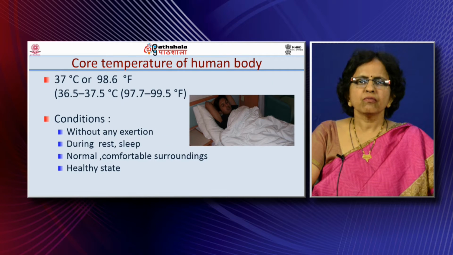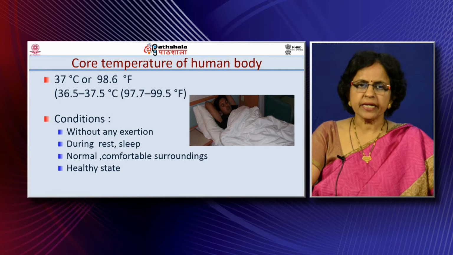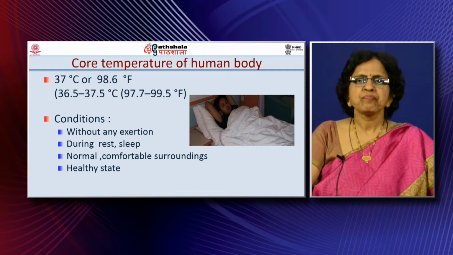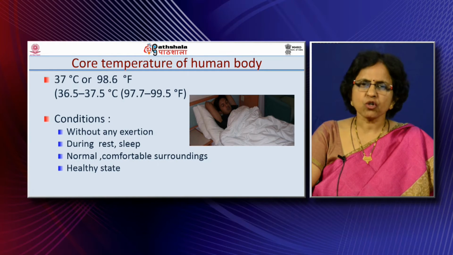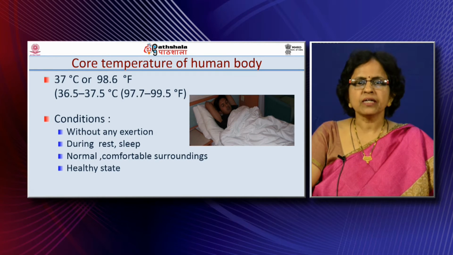Now the core temperature of the human body is maintained at 37 degrees centigrade. We all know about it, and in the other temperature unit, Fahrenheit, it is 98.6 degrees Fahrenheit. However, it is not exactly one temperature that it maintains. There is a short range within which the body temperature is maintained. For example, in degrees centigrade it is between 36.5 to 37.5, and that translates into 97.7 to 99.5 degrees Fahrenheit.